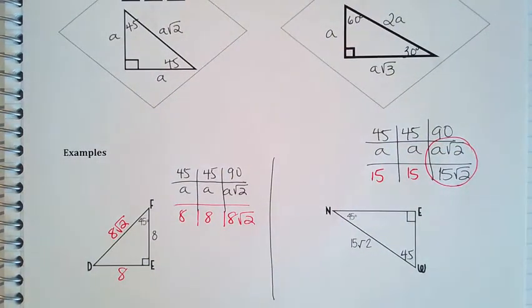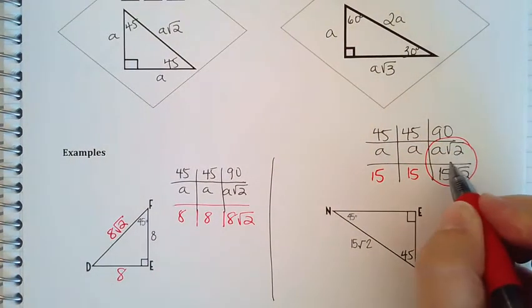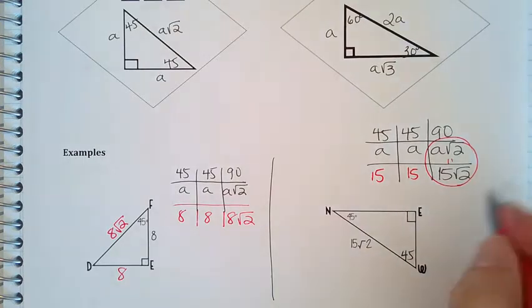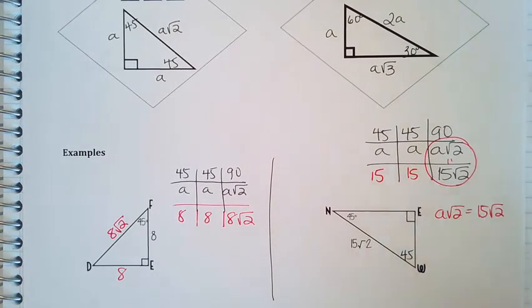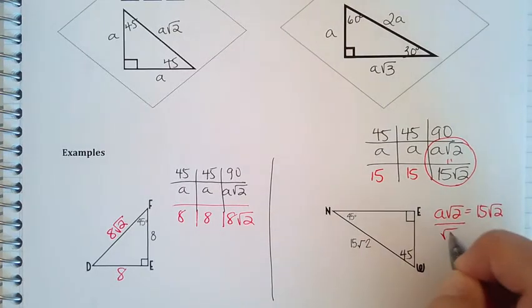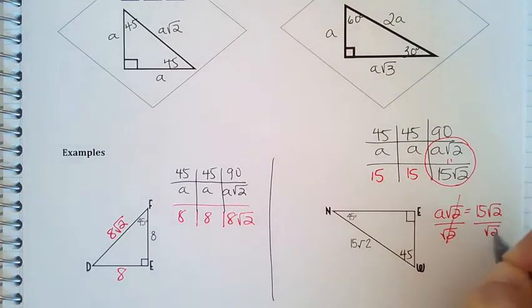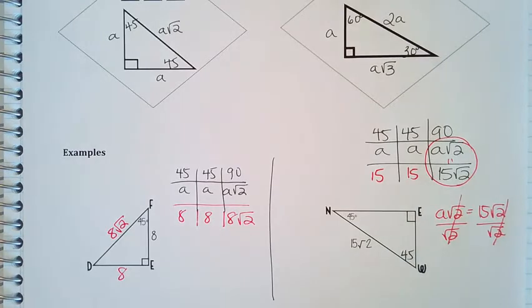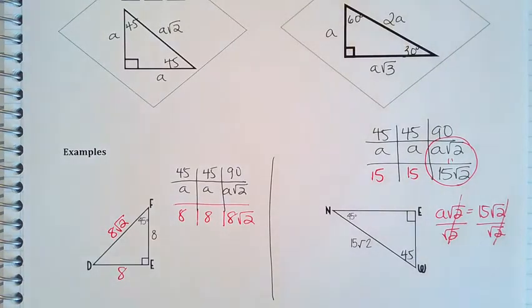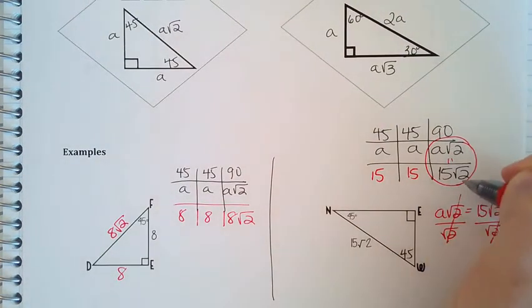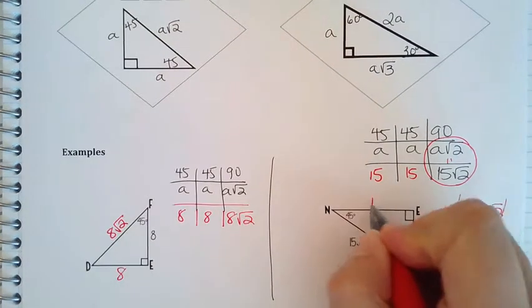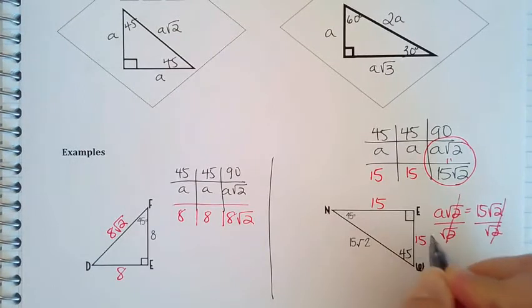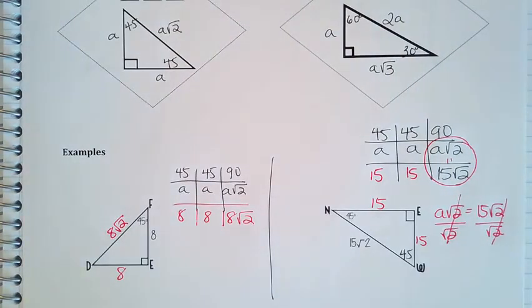If you didn't notice that, you can always think of this as an equal sign. So A root 2 equals 15 root 2. To get A by itself, we divide both sides by root 2, and we get 15. If you ever look at it and you're not sure, you can always take whatever's above, whatever's below, and set them equal to each other. Now my job is to label the sides.